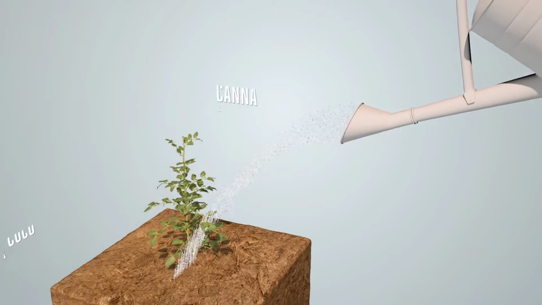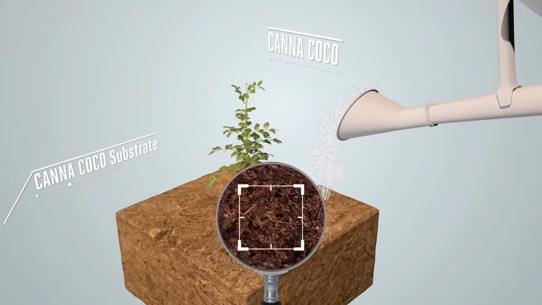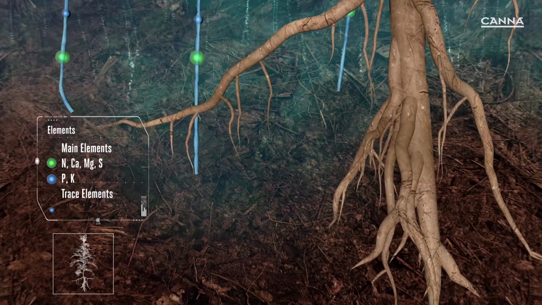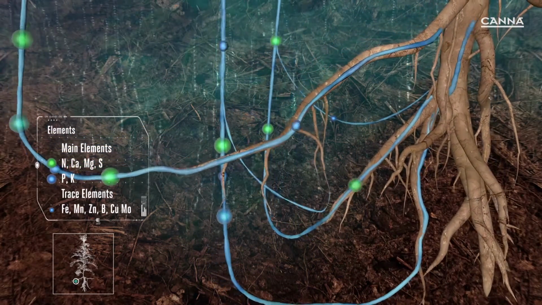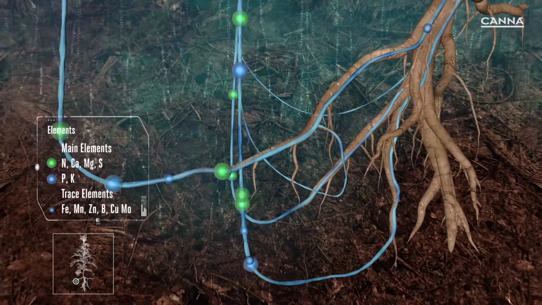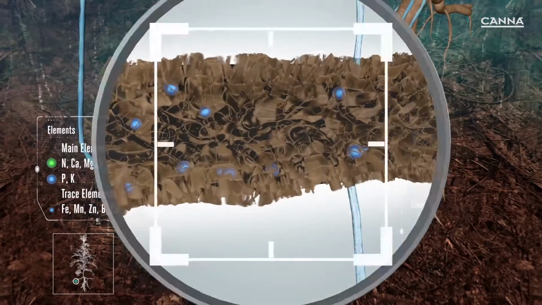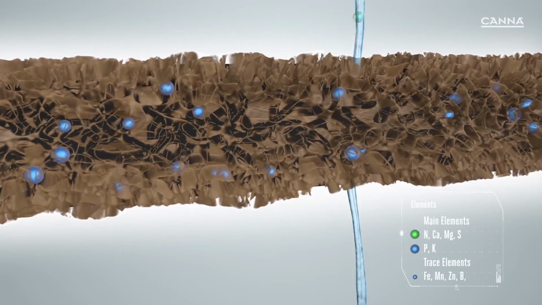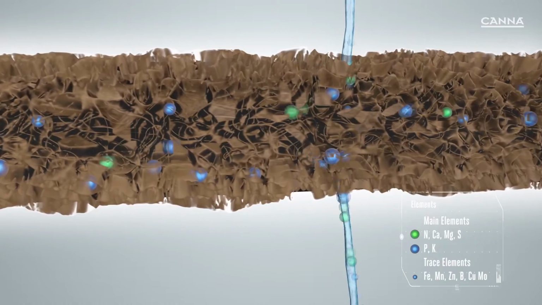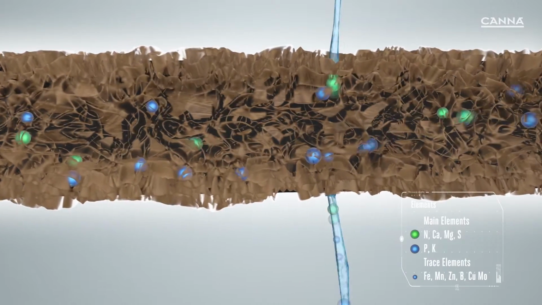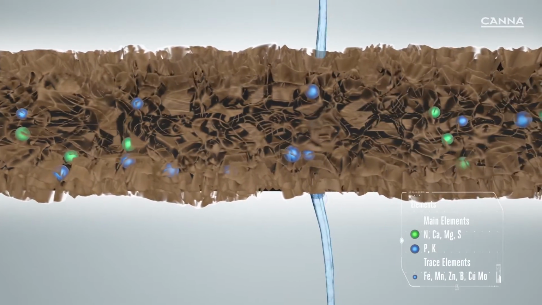When you feed a plant with Canna Coco, some of the elements it contains will be absorbed by the cocoa substrate, including nitrogen, calcium, and magnesium. Next, the cocoa fibers will release potassium and phosphates into the nutrient solution held between the cocoa fibers. The root can then absorb this mixture from the cocoa substrate, and the nutrients can be transported around the entire plant.